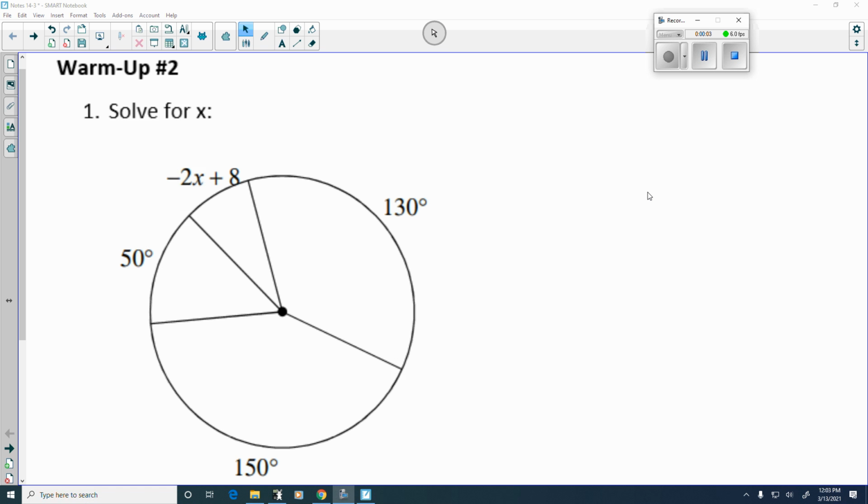Howdy, let's look at day 3 of our unit on circles. And to begin, I'd like to do a warm up with what we talked about yesterday. So you can look in your notes book and work this problem on your own, or you can work it along with me right here.